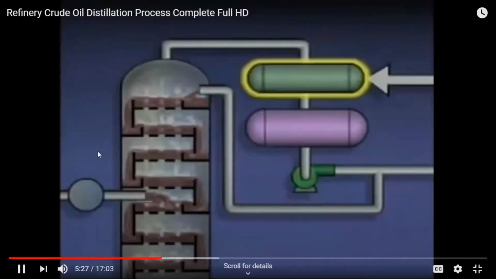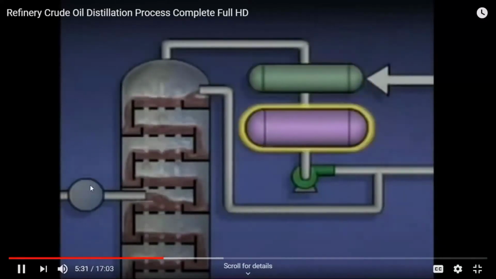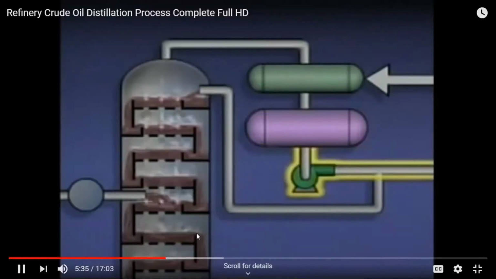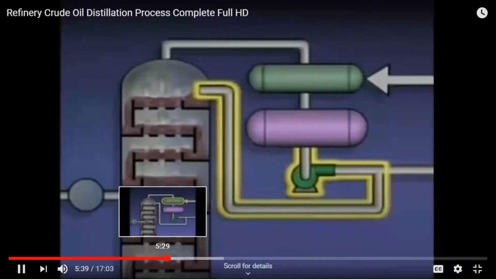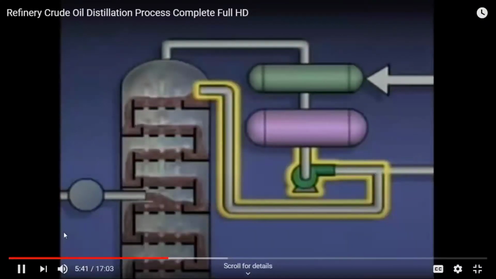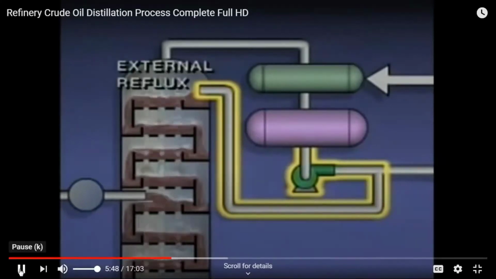Vapors off the top of the tower are condensed in a condenser and then collected in a receiver. Part of the liquid from the receiver is sent to storage or to other units in the plant as the first overhead product. The rest of the liquid is pumped back into the top of the tower. The liquid that's reintroduced into the tower is called external reflux.